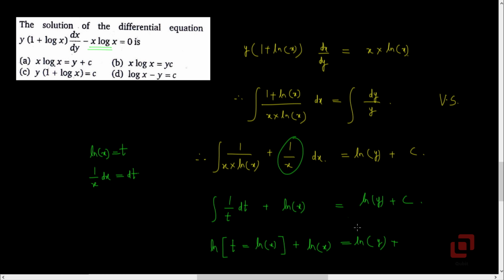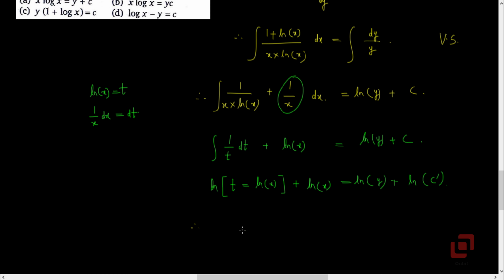As all terms contain log, let us write c as log of some other constant c dash. Therefore, we can say that log of log x into x equal to log of y into c dash. Here we used the property of logarithms: log of a plus log of b is log of a into b. Same thing on the left hand side.